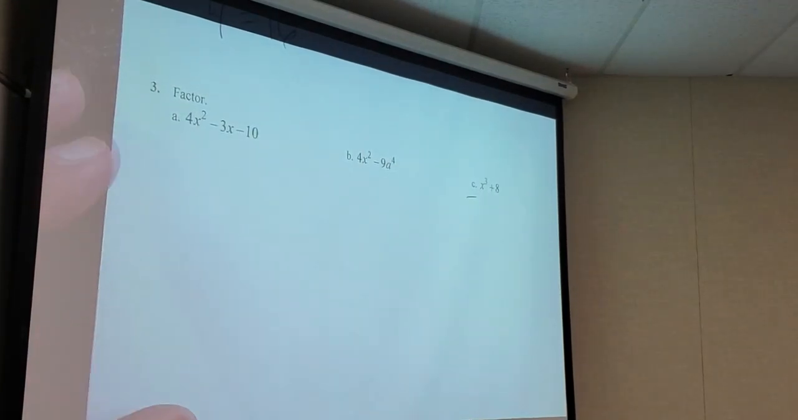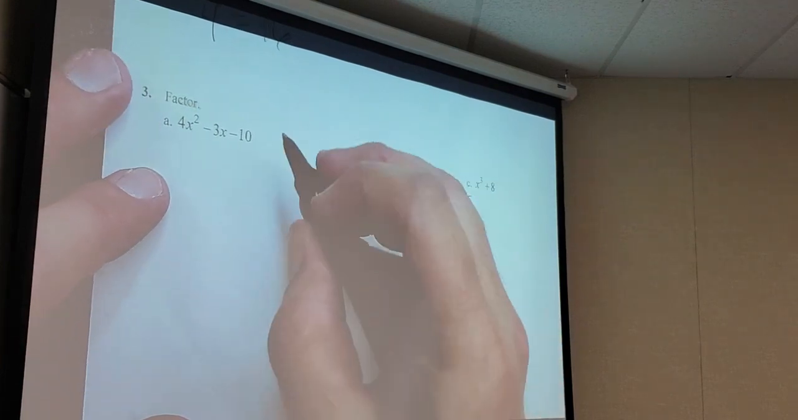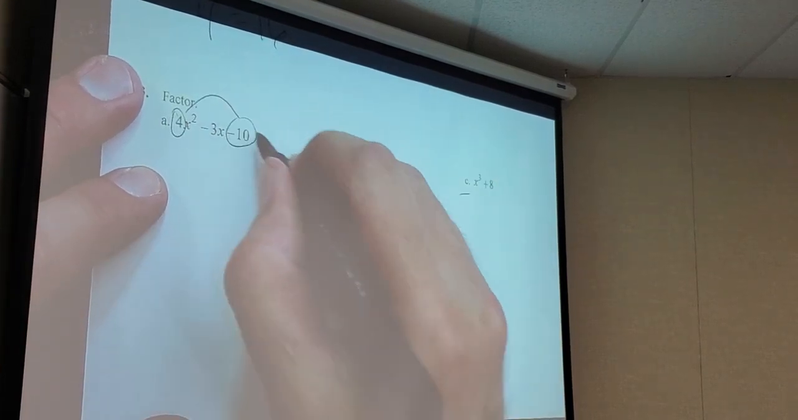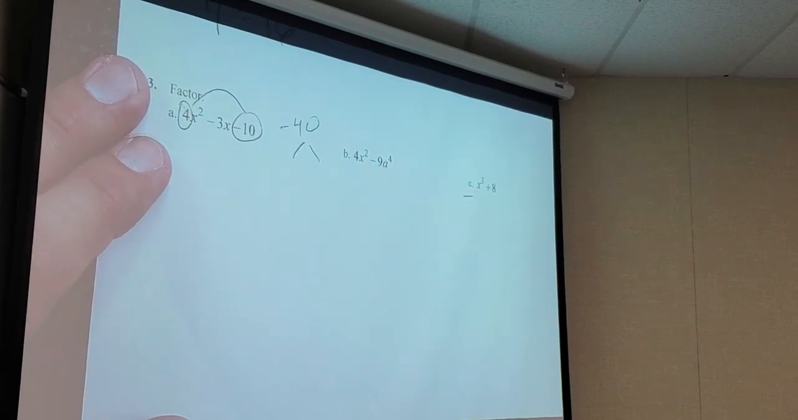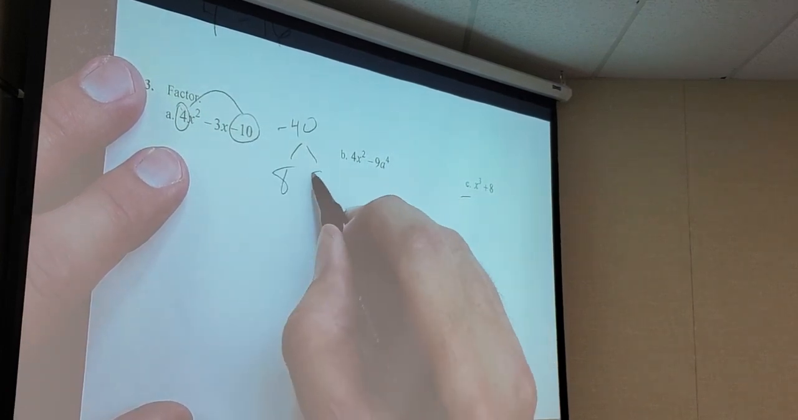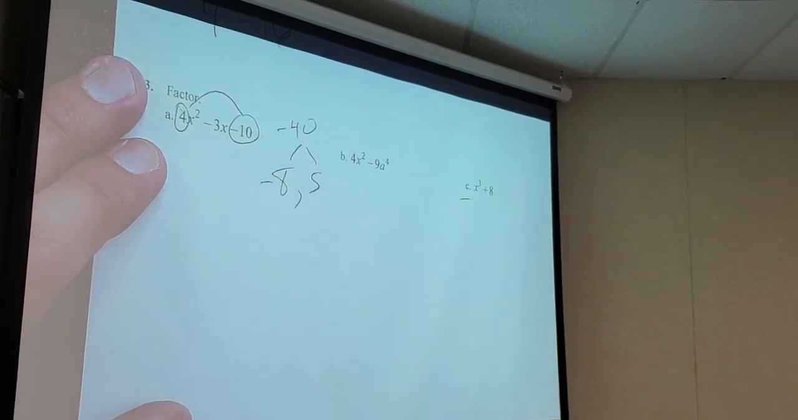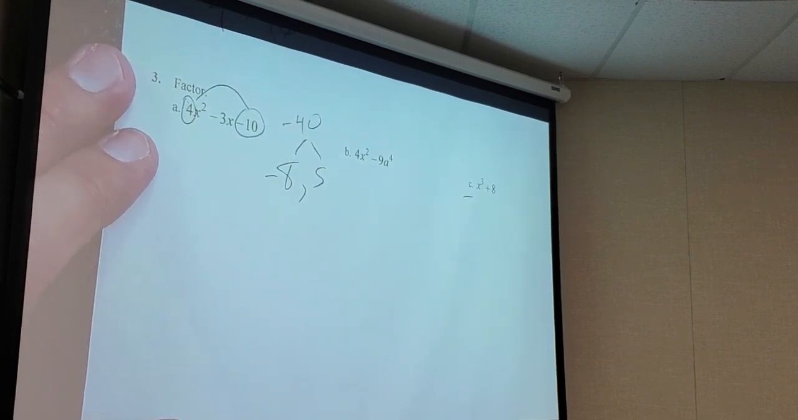There you go. So let me catch up to you guys. What's the first thing you're doing? 4 times negative 10 is negative 40. So I need two numbers that multiply to negative 40 and add to negative 3. I like it. So you get 8 and 5, and the 8's got to be negative to make it come out negative at the end. Is that cool? That's as far as I got.